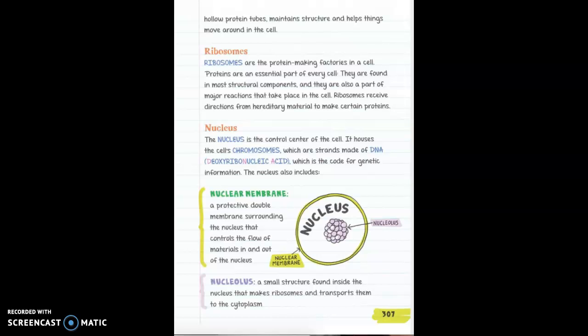Deoxyribonucleic acid, which is the code for genetic information. The nucleus also includes the nuclear membrane, which is a protective double membrane surrounding the nucleus that controls the flow of materials in and out of the nucleus. The nucleolus is a small structure found inside the nucleus that makes ribosomes and transports them to the cytoplasm.